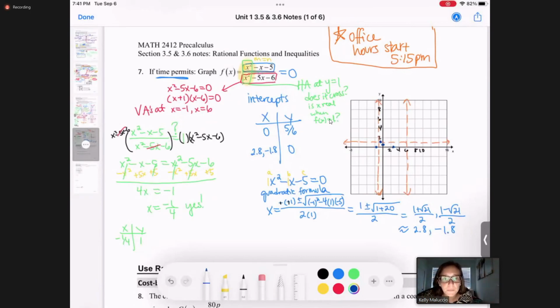But remember, we cross the horizontal asymptote, that one point. I already plotted it, but we do not cross it again. So from the points that I just have here, I know that this is going to do something like that. Okay, so I'll plot that. So from this point, I'm going to approach the asymptote here and approach the asymptote there.